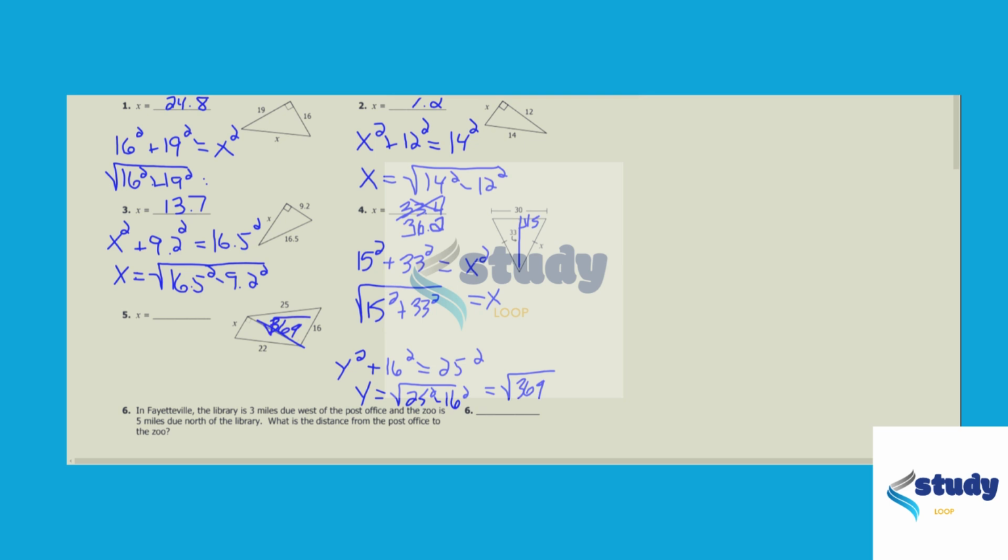Because I'm keeping it exact to go into the next one, because now it's x squared plus the square root of 369 squared equals 22 squared. The square root of 369 squared is 369. So to solve for x, you'll subtract 369. So x would equal the square root of 22 squared minus 369. And from the calculator, you'll see that that's about 10.7.